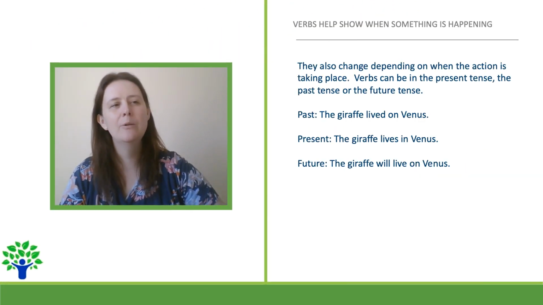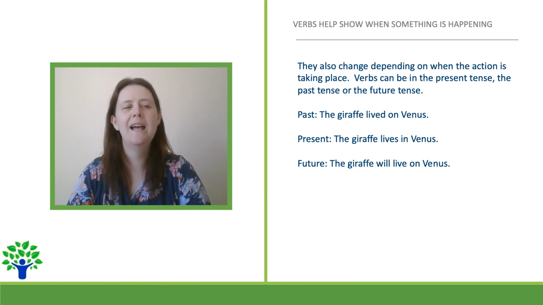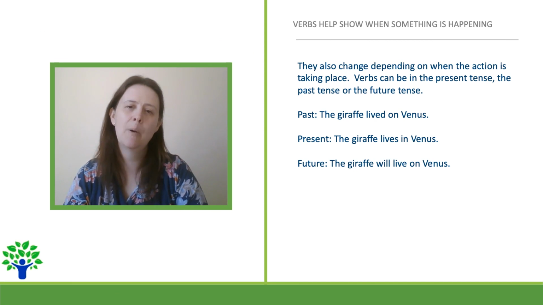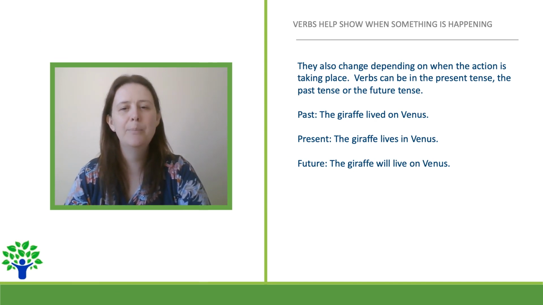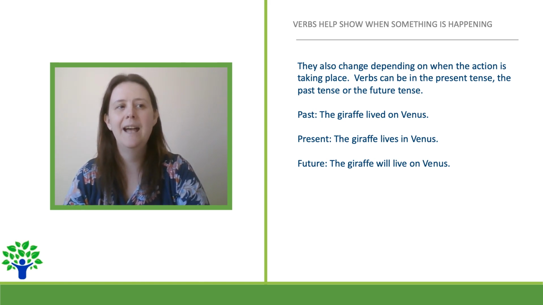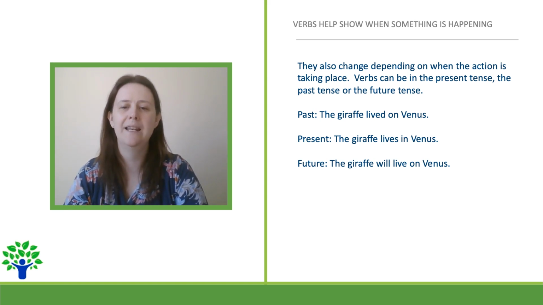So finally, verbs help show you when something is happening. So this will depend on where the action is taking place, and this is when we might change the verb to reflect tense. So for example, the past tense of this sentence is the giraffe lived on Venus. If it's present, it changes to the giraffe lives in Venus. And if it was in the future, this would change again to the giraffe will live on Venus.